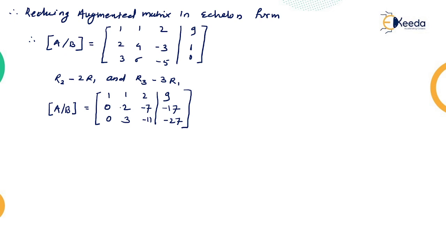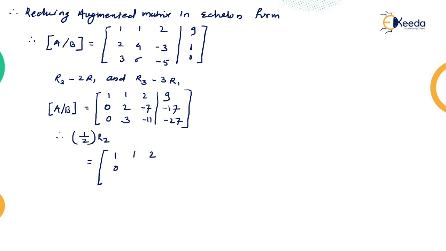Now our next target is to make the leading element of the second row 1. In the second row the leading element should be 1, but it is a 2. So we have to make it 1 by dividing by 2. Therefore we take 1 by 2 into R2. We only change R2 here. So this augmented matrix becomes, the first row 1 1 2.